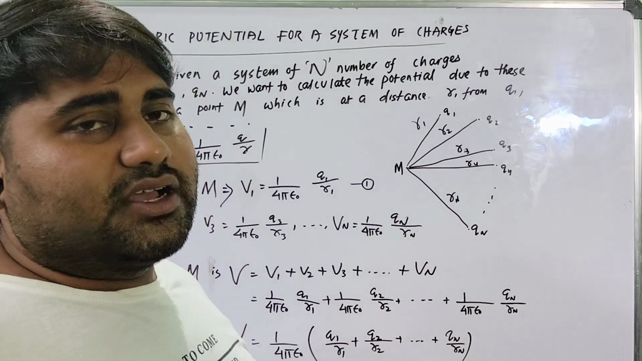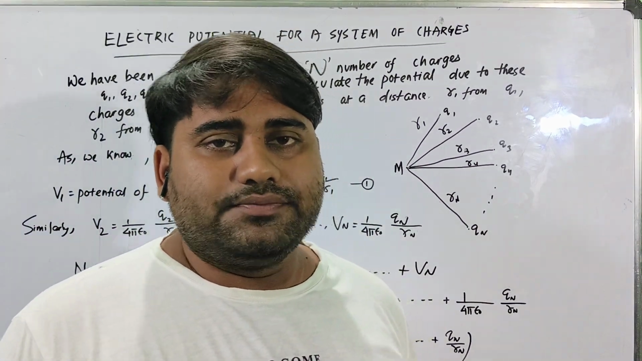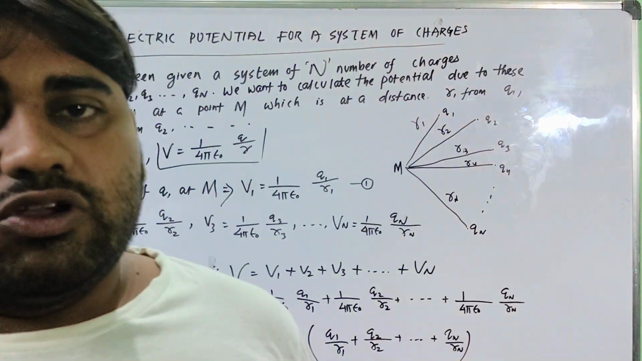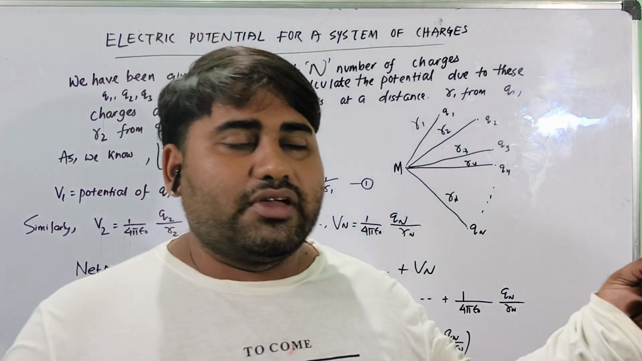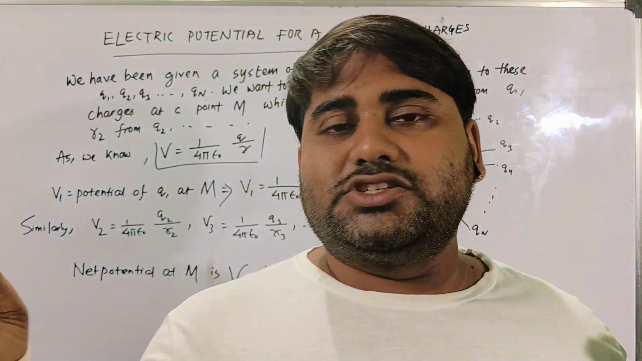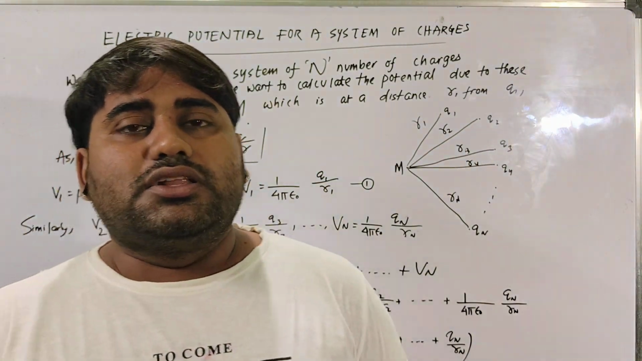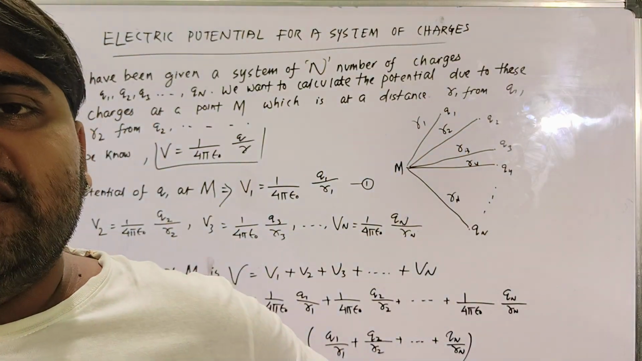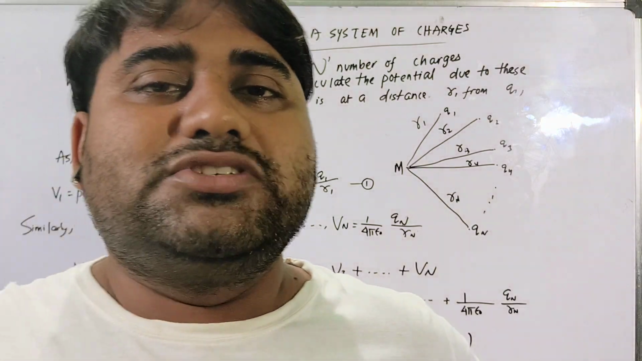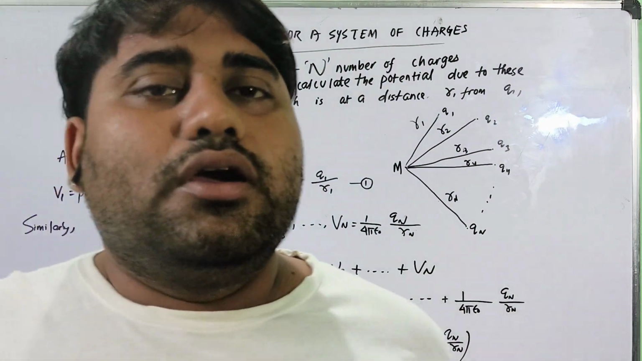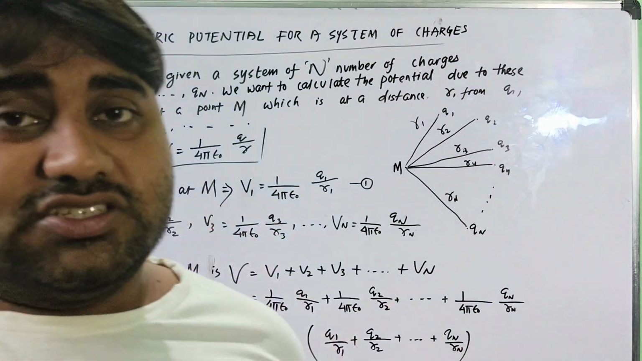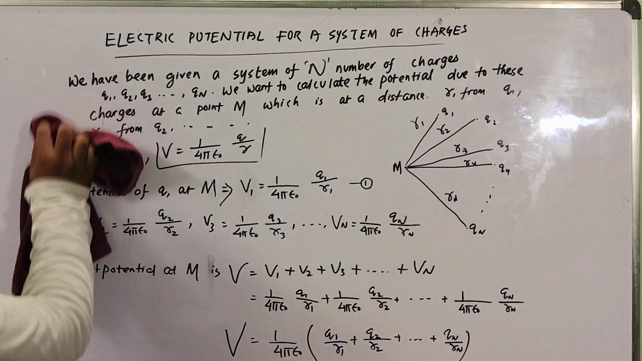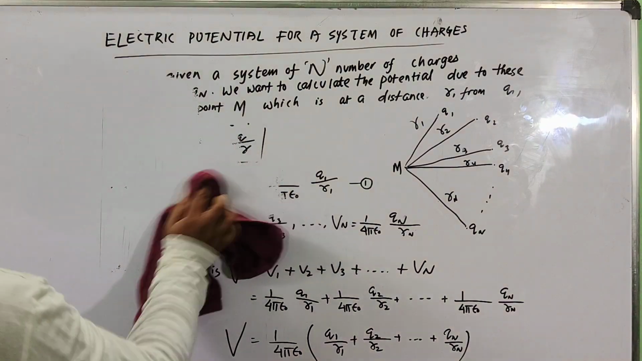Now we shall consider how to calculate the potential if a given charge system is continuous. For example, you have been given a line totally charged with some total charge q. You remember linear charge density, surface charge density and volume charge density. We are going to calculate electric potential for those systems of charges. These are quite simple. So you can change the heading.